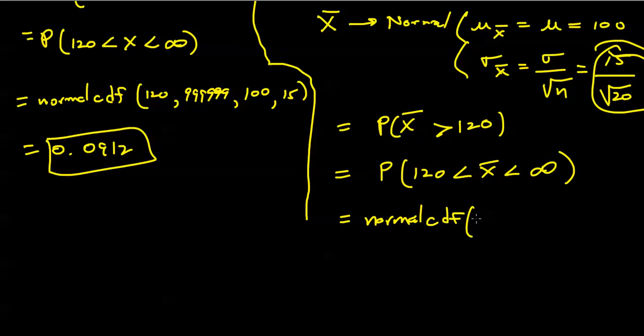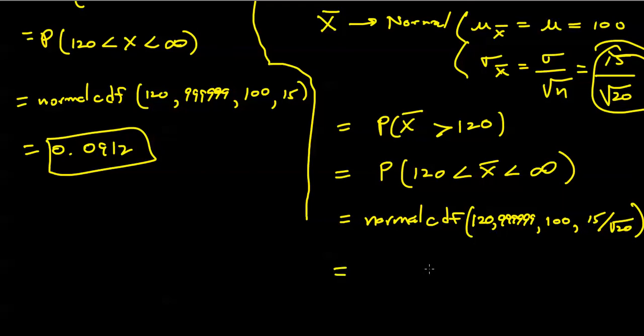The lower bound for X bar is going to be 120. The upper bound is going to be our approximation for positive infinity. The original population mean was 100, and the new standard deviation is 15 divided by the square root of 20. I'm going to go ahead and punch this in just like this on my calculator.